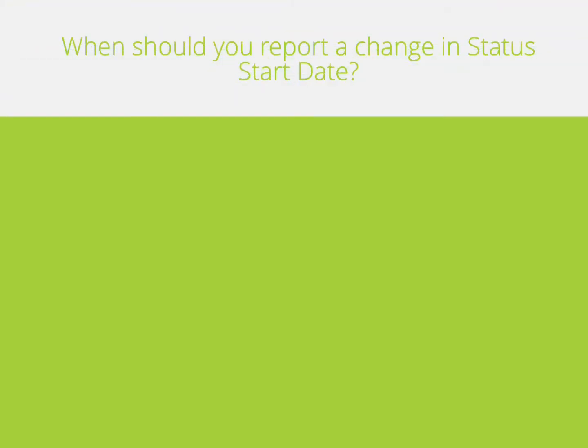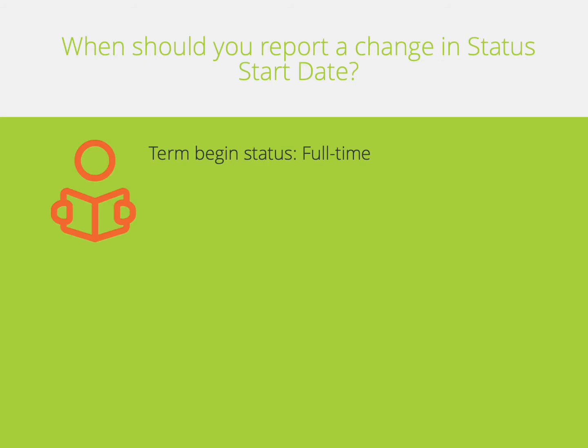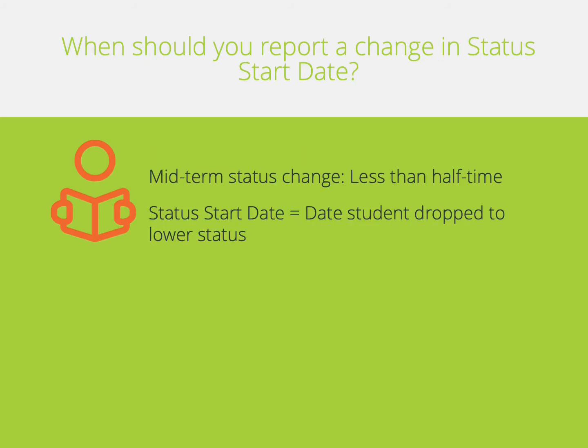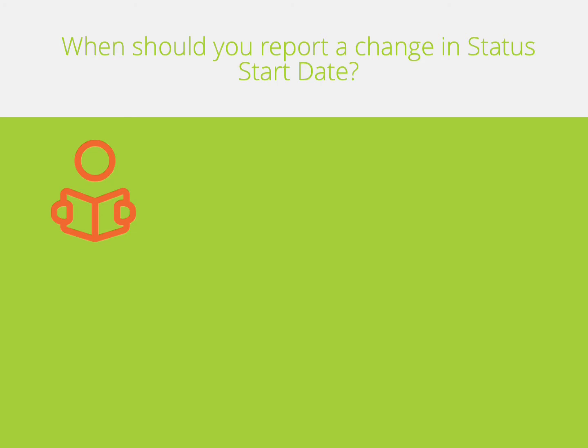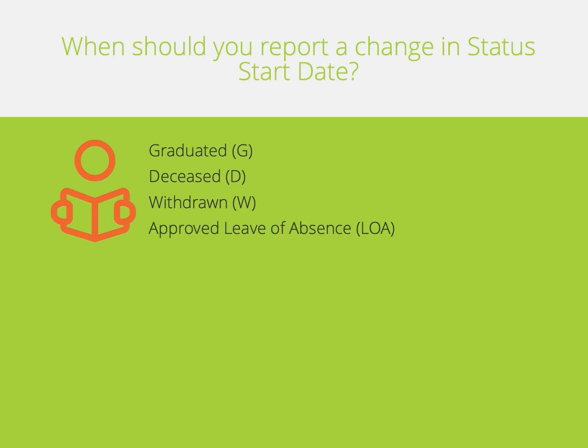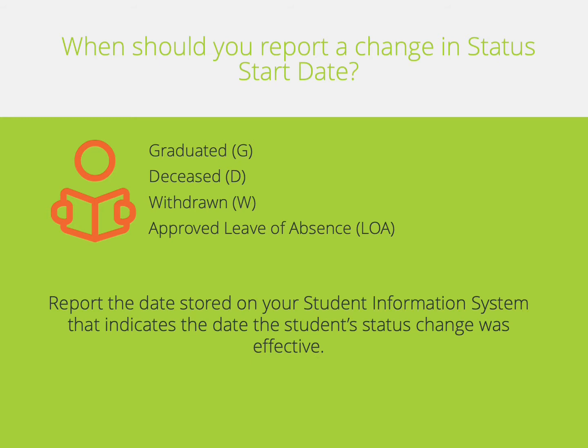When should you report a change in status? If the student was in a higher status and dropped to a lower status during the term, provide the date the student dropped to the lower status as the status start date. Always report the status start date if the student has a non-enrolled status, such as graduated, deceased, or withdrawn, or is also an approved leave of absence. Report the date stored on your student information system that indicates the date the student's status change was effective.